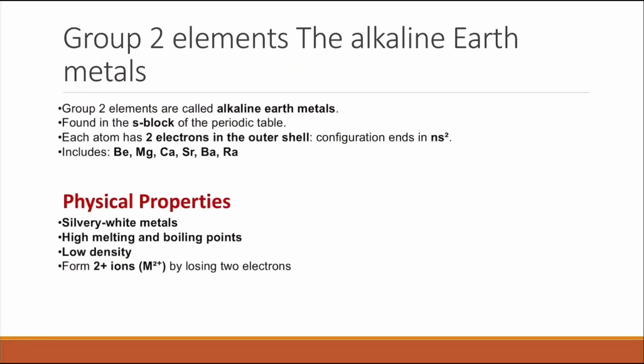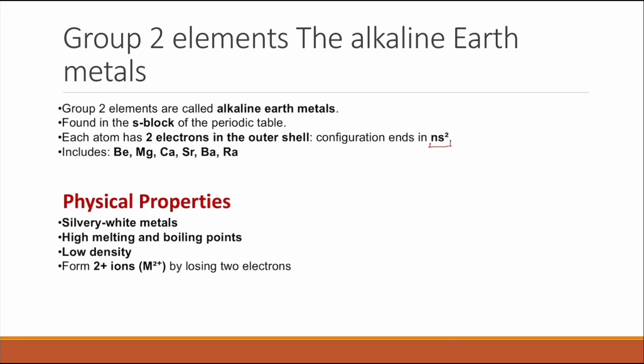storage and transport. Group 2 elements, or alkaline earth metals, are s-block elements in the periodic table, and they all have a configuration ending with ns2, where n is the number of the period. That includes elements from beryllium until radium.